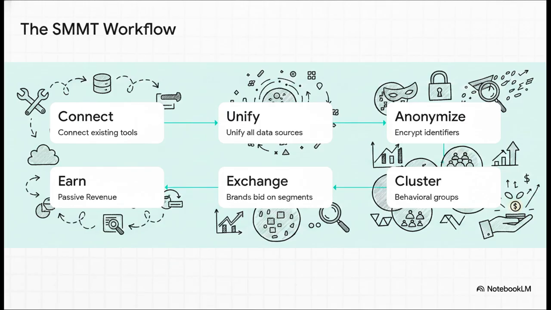Step 5. Safe exchange. This is where major brands finally get to bid on those highly fertile data seeds we talked about earlier, targeting those specific behavioral clusters. And Step 6. Earn. Raw, scattered CRM data is securely transformed into passive programmatic revenue. It is a seamless pipeline from raw data straight to direct deposit.